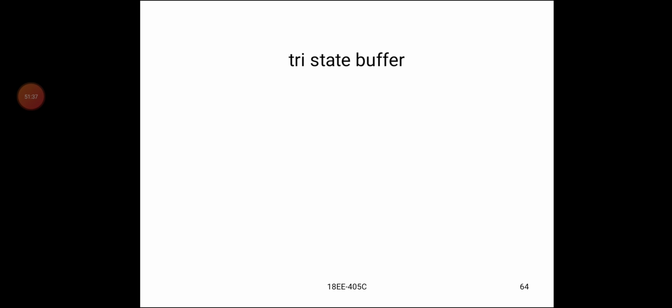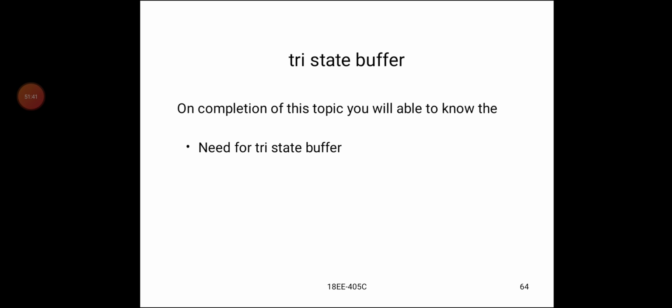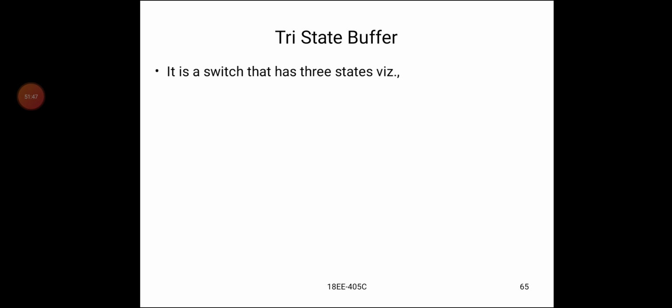Next topic is the tri-state buffer. Need for the tri-state buffer. The operation of the tri-state buffer. The tri-state buffer is a switch that has 3 states: high state, low state, and one more state, the floating state or high impedance state.